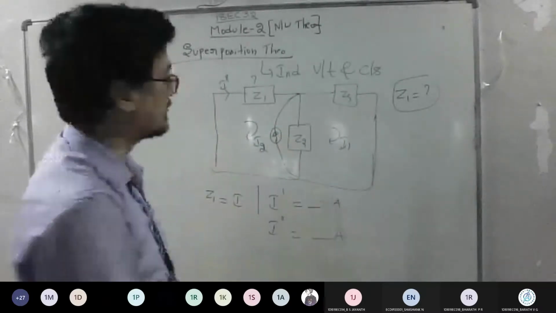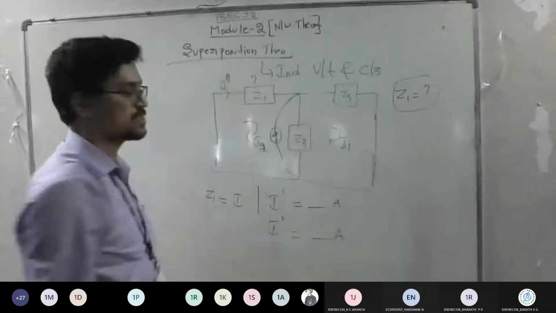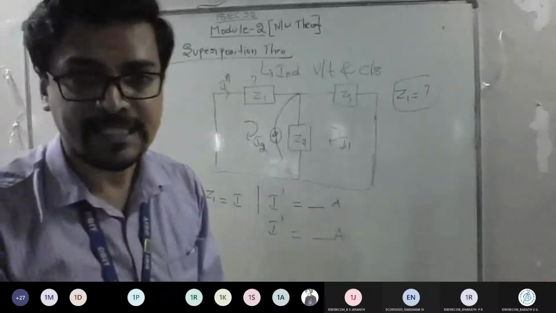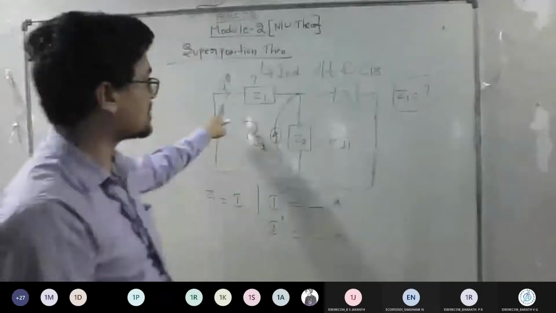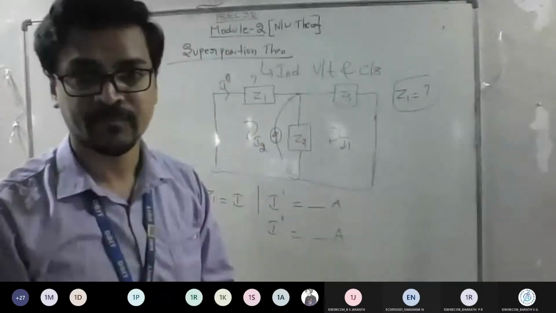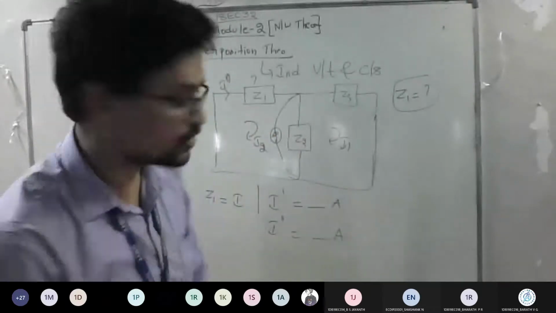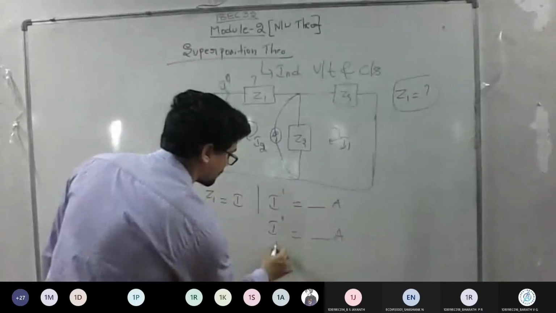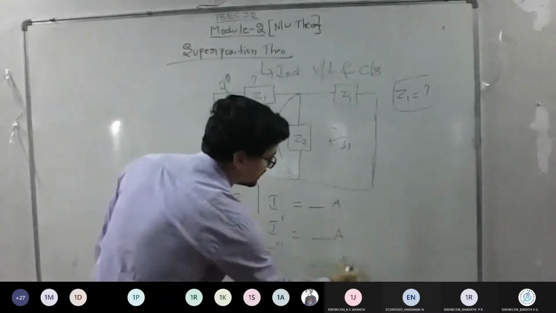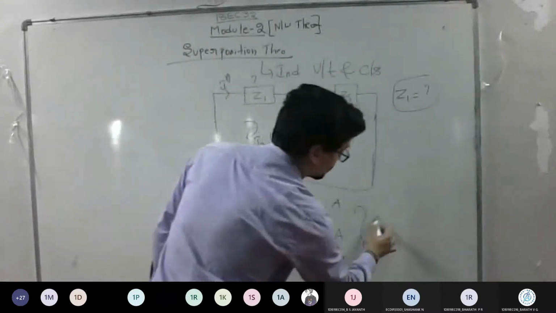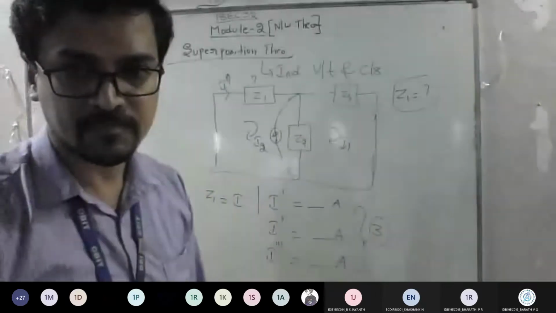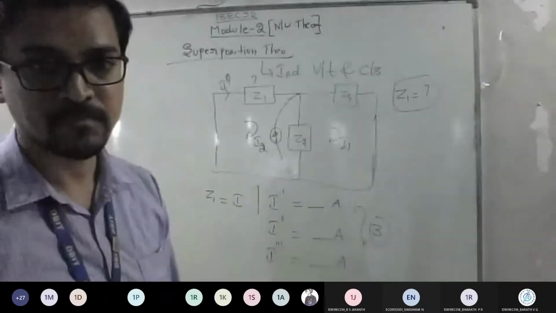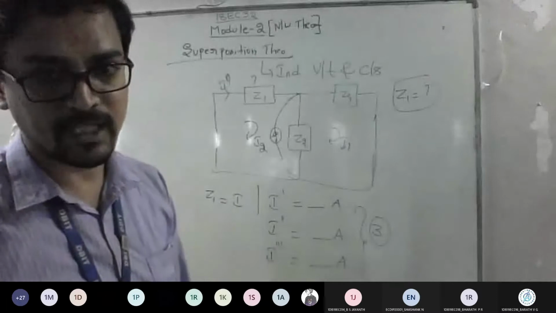Retrieve back your current and this becomes I triple dash. Am I clear? So can you find I triple dash also using the mesh analysis? Everyone, so you got three answers, right? You got three different currents because you had three sources. Any doubts, anyone till here? Am I clear till here to everyone?